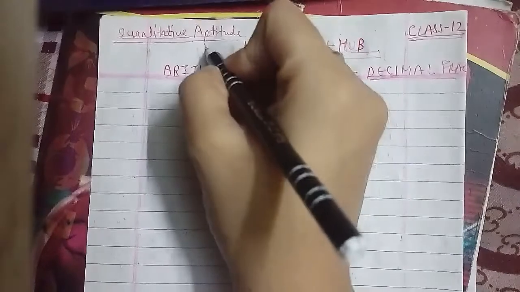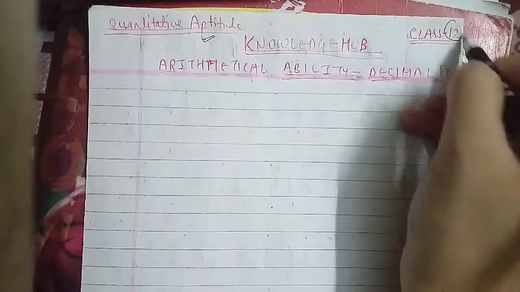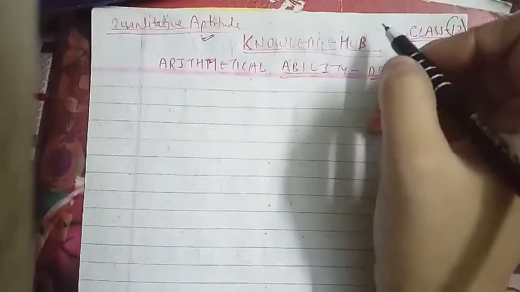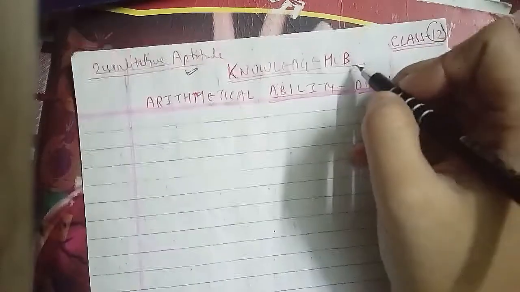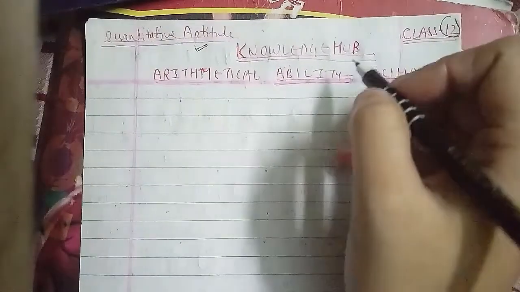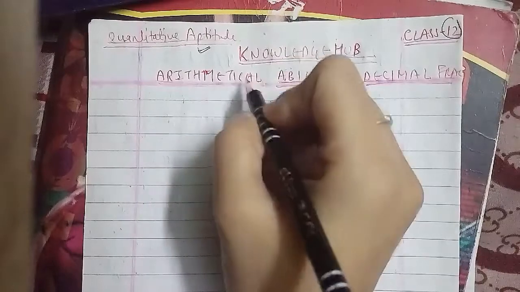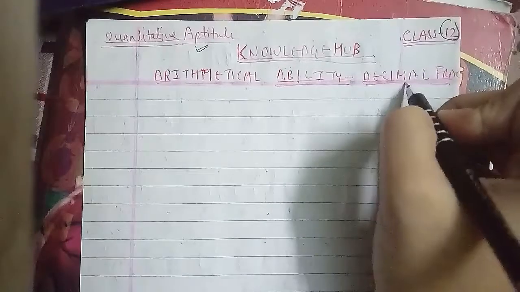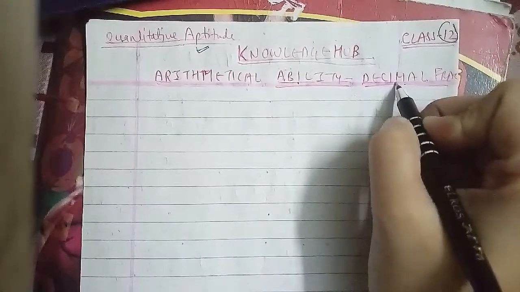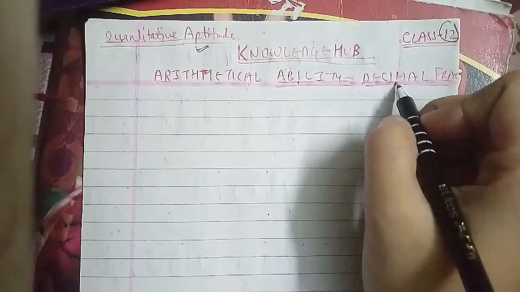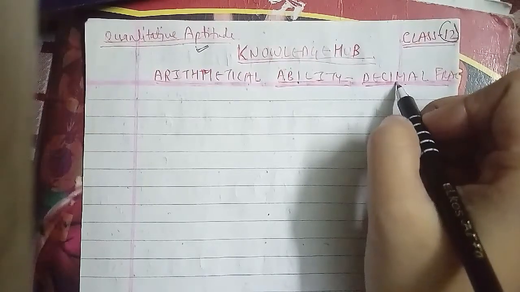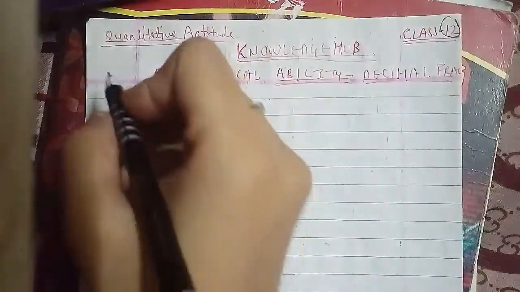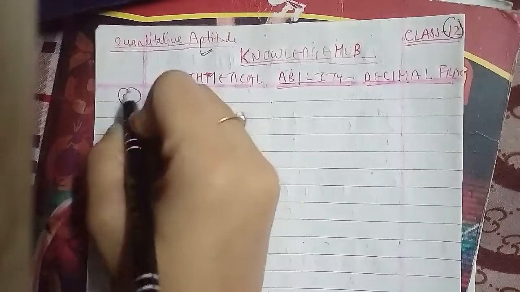Today we're going to start with quantitative aptitude, and this is your class 12. As I told you, we had done 11 classes here in quantitative aptitude on the Knowledge Hub channel. We are dealing with arithmetical ability, where we start with the decimal fraction, which we started in the last class. We talked about the basic formulas and did many questions, 26 questions there. Today we'll start with the 27th question of the session.